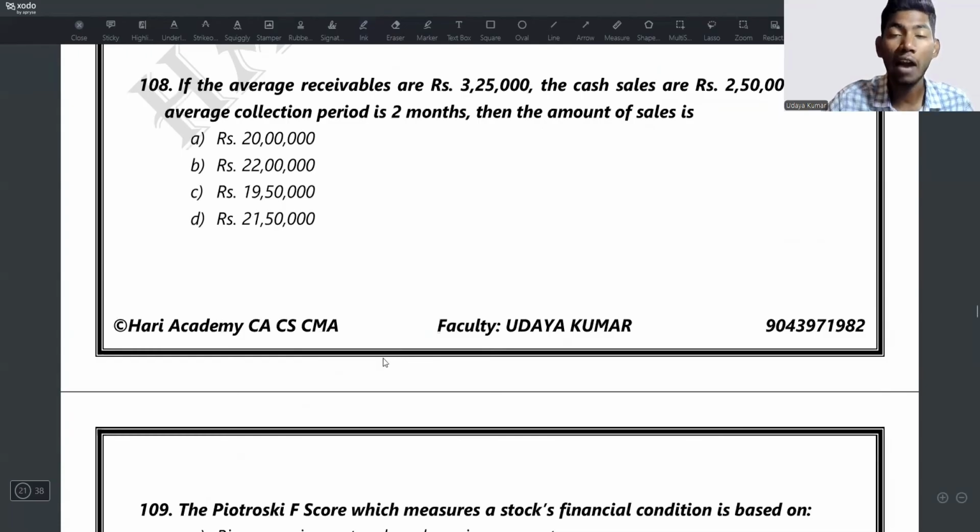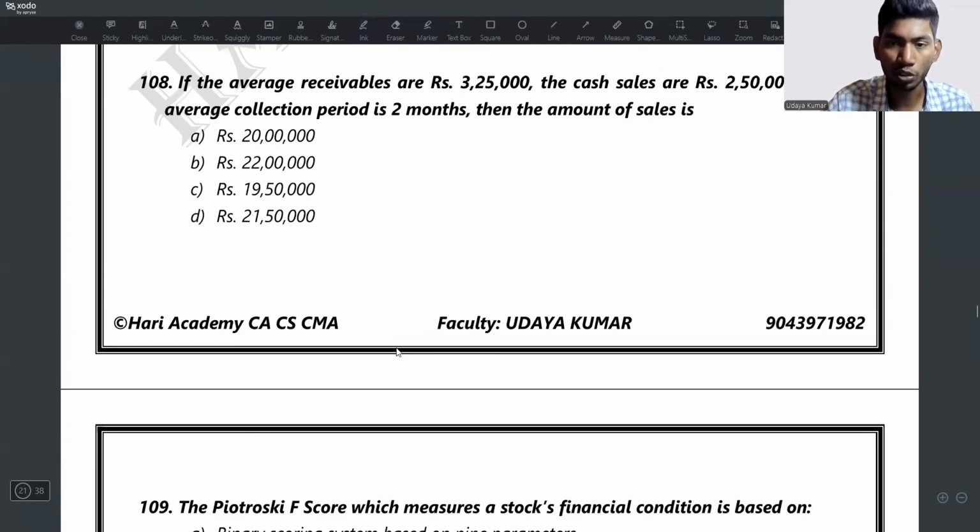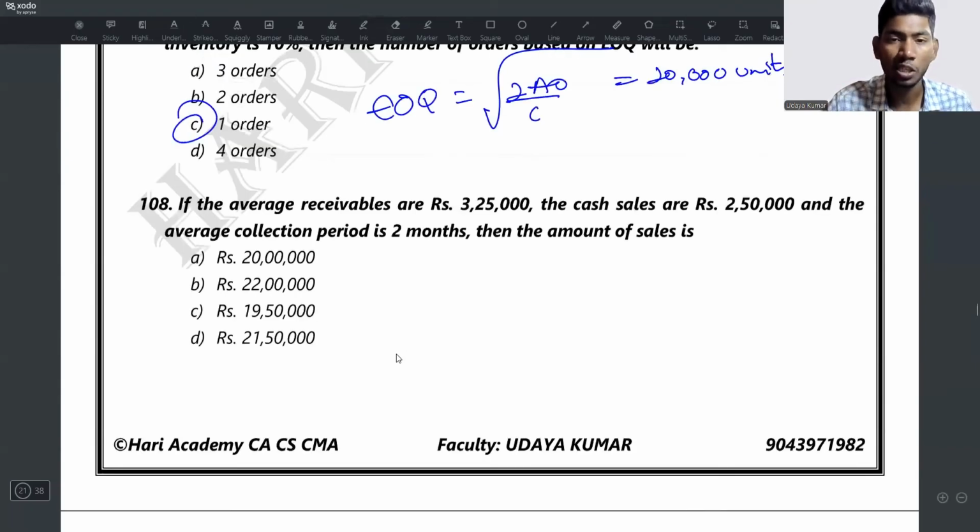108. If the average receivables are rupees 3,25,000, and the cash sales are 2,50,000, and the average collection period is 2 months, then the amount of sales is. So in the question, he is asking us to find out the total amount of sales. He has given average receivables, which is 3,25,000, cash sales 2,50,000, average collection period 2 months.